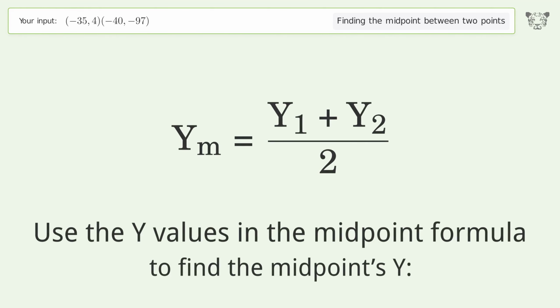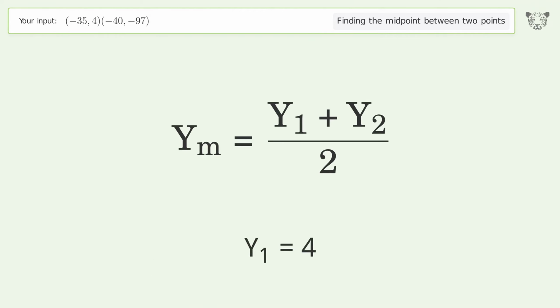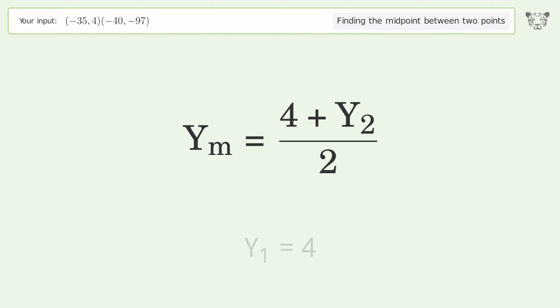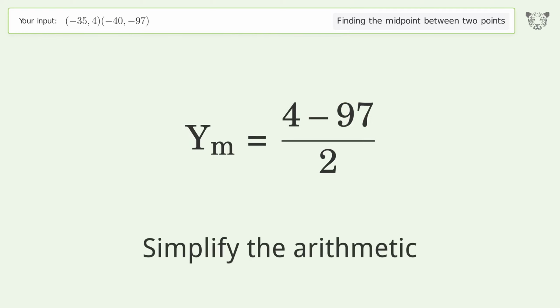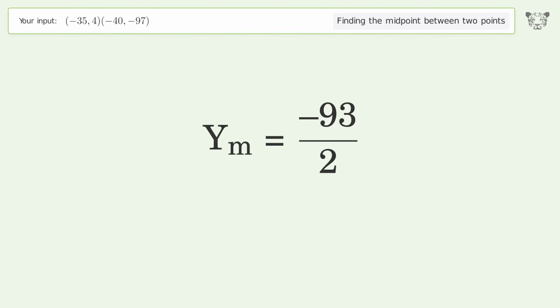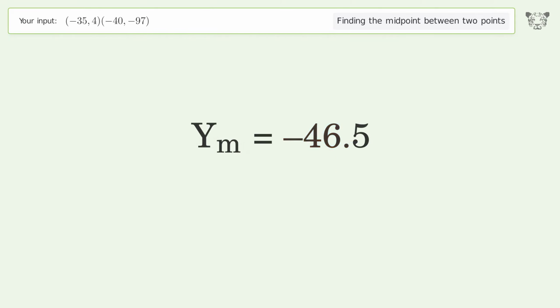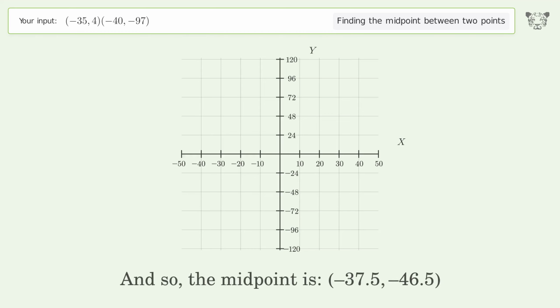Use the y values in the midpoint formula to find the midpoint's y. y1 equals 4. y2 equals -97. Simplify the arithmetic. And so, the midpoint is -37.5, -46.5.